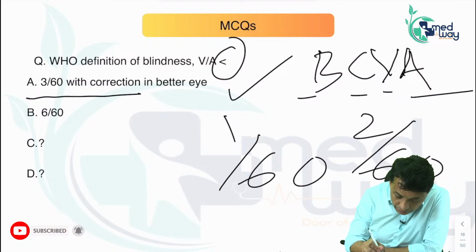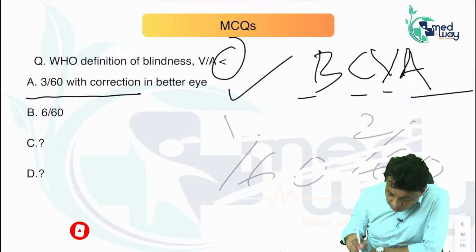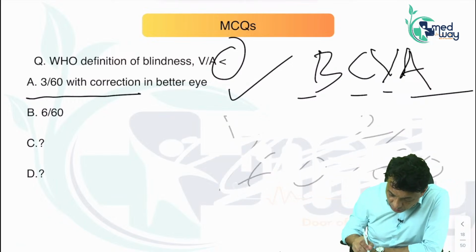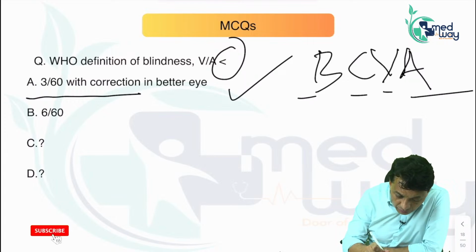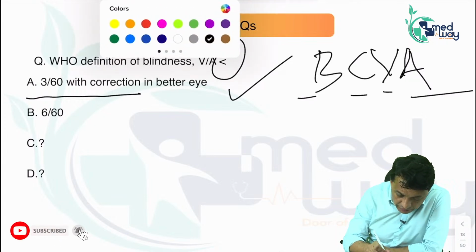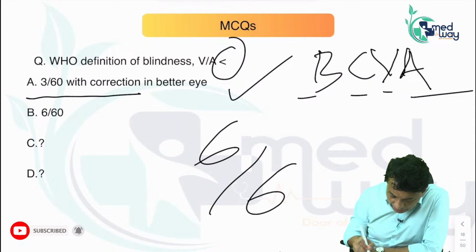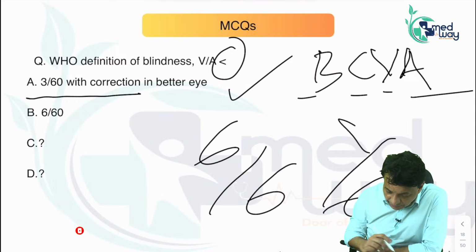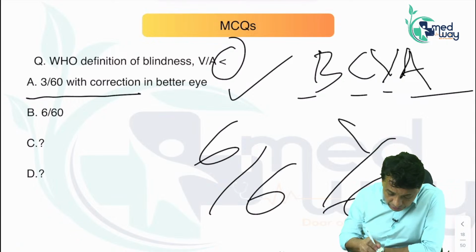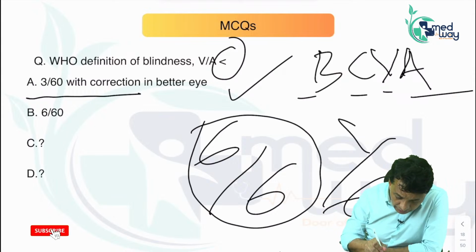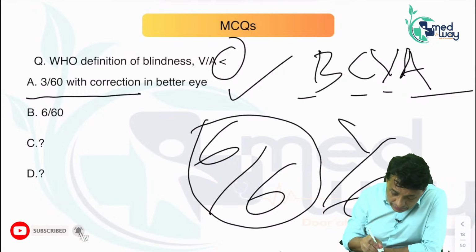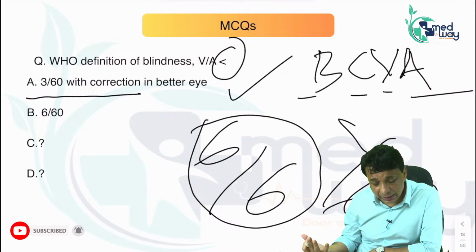Let me make it easier for you. Suppose you have a patient who is having 6/6 in one eye, and the other eye is 1/60. Now, this is not blindness. Why? Because this is the better eye. It's always the better eye that you take. So, this is 6/6 in the better eye, so it is not blindness.